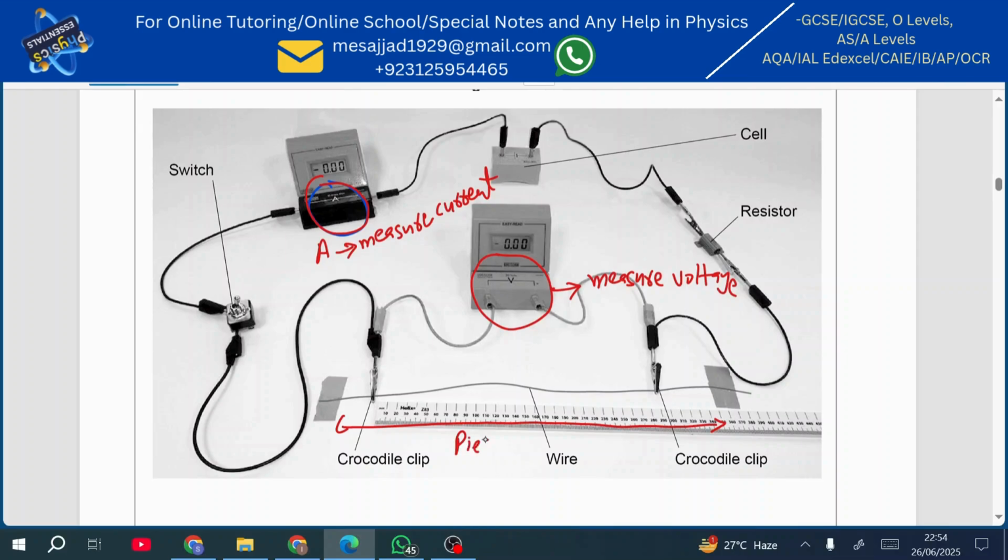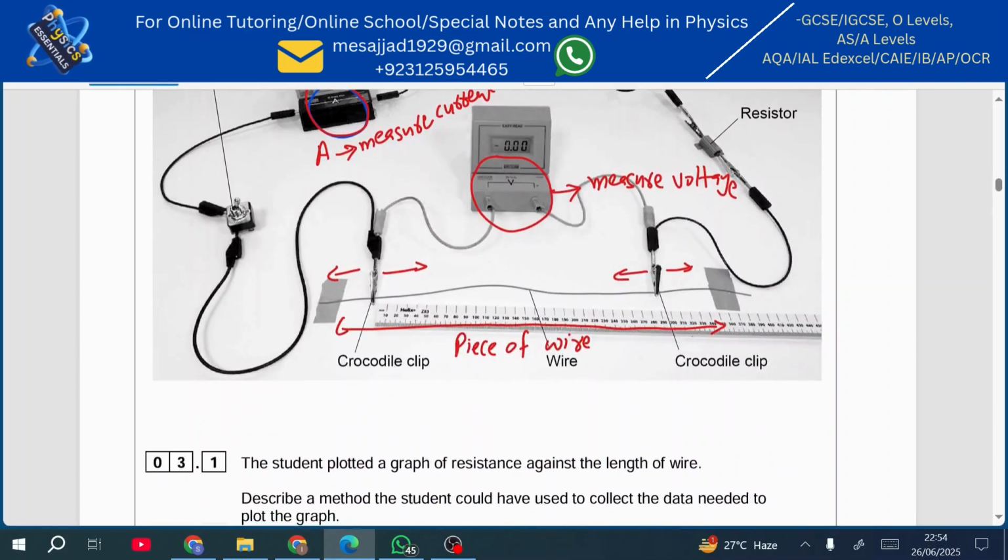Piece of wire, and you are actually moving these clips left and right. So when the clips are coming close to each other, the length of the wire that is connected in the circuit becomes short, and when the clips are moving away, the length of the wire becomes long, right? So actually we need to know that when the length increases, how does it change the resistance of the wire.